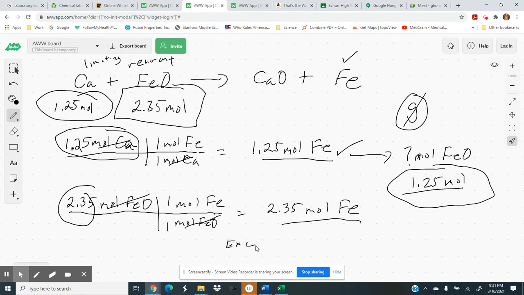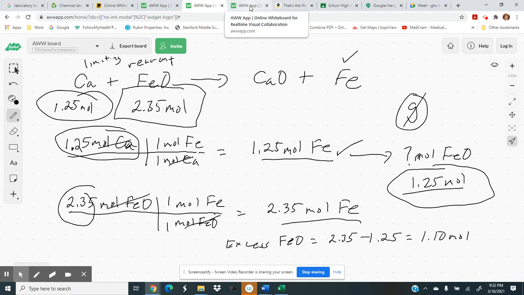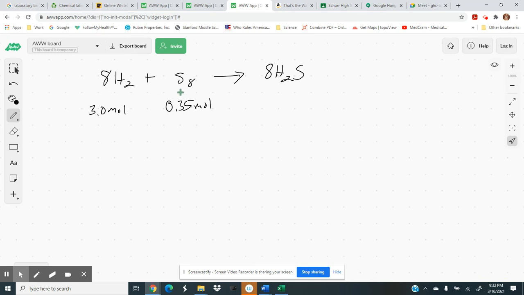Excess FeO is equal to 2.35, that's how much we had, minus 1.25, that's how much reacted. And so it's going to be 1.10 moles. Okay, so that's how you do that. Now let's do one that's a little more involved, one that has some more coefficients.